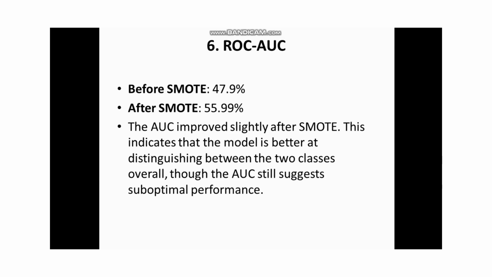So for the area under the curve, for before SMOTE, we're having 47.9%, and after SMOTE, we're having 55.99%. So the area under the curve improved slightly after SMOTE. This indicates that the model is better at distinguishing between the two classes overall, though the area under the curve still suggests suboptimal performance.